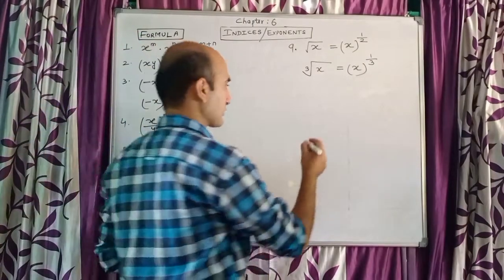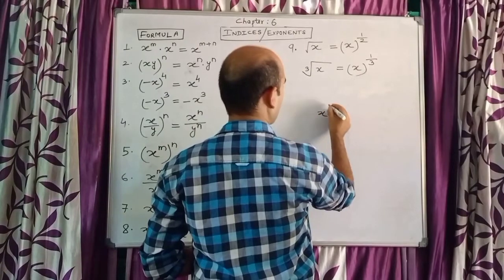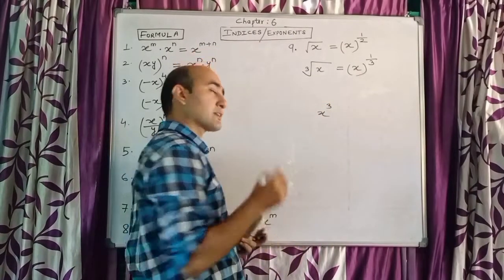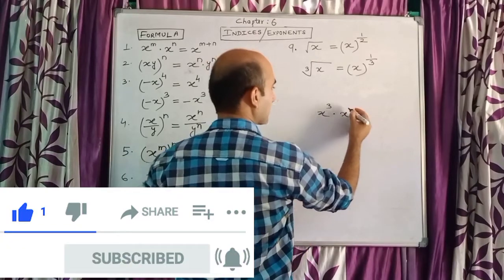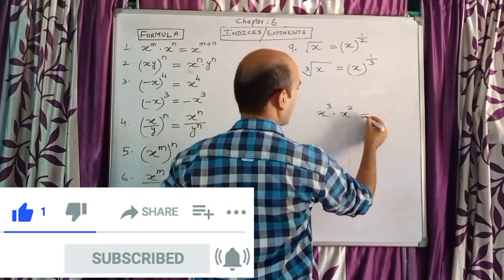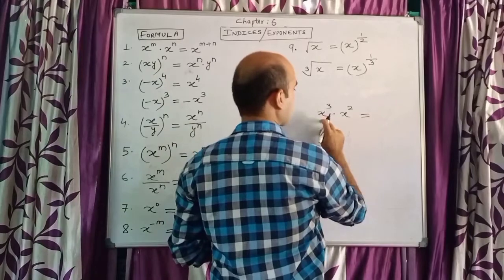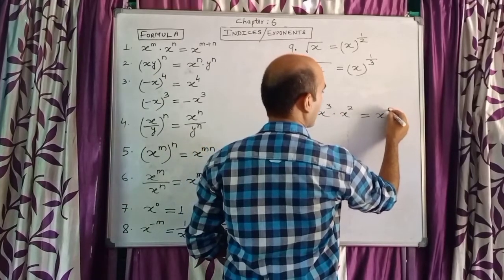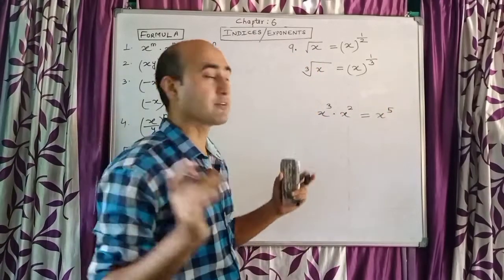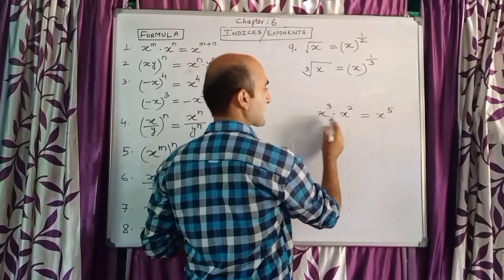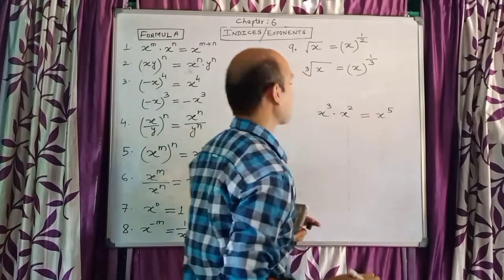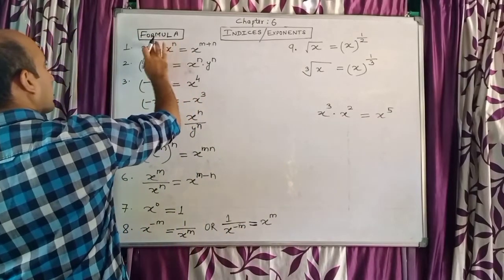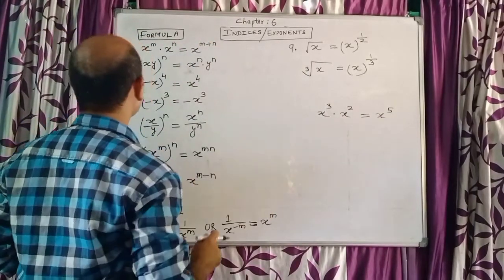For example, I want to just give you one rough work here. Suppose x to the power 3 multiplying with the same x but the power is 2. Then what is our answer? Our answer is x to the power 5. So how did we get this 5? We write the same x, and this 3 plus 2 we add and make it 5. Same thing here: m and n, the powers got added.